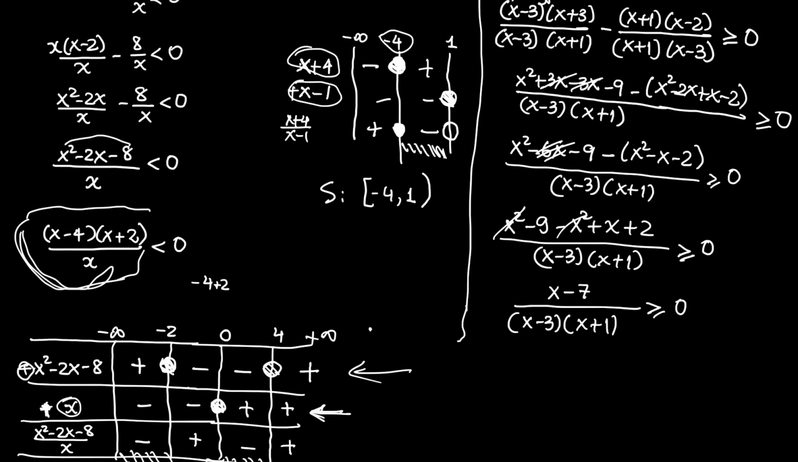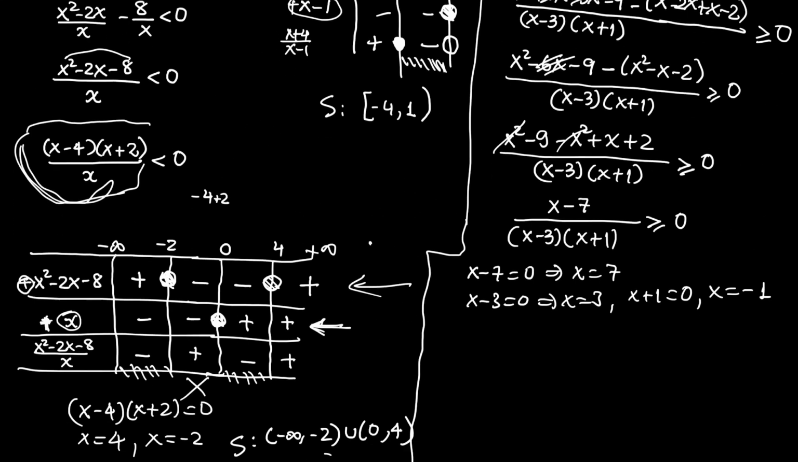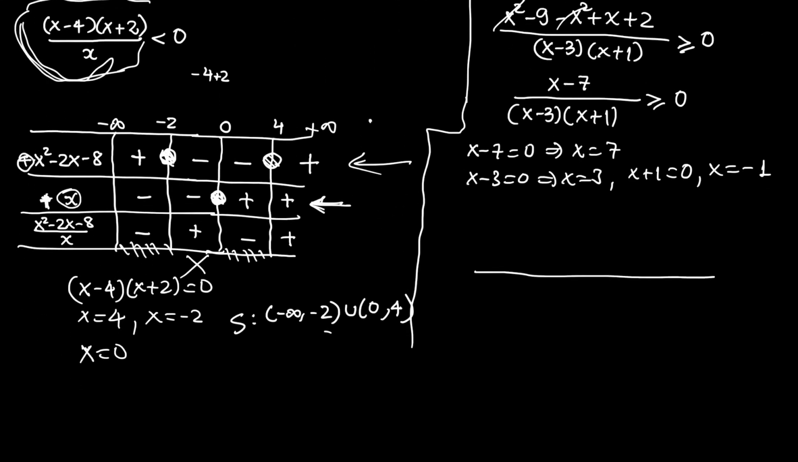Now, from here, it's the same thing with the table. So I have x - 7 = 0, x equals 7. x - 3 = 0, x equals 3, and x + 1 = 0, x equals -1. But I know that the numbers in the denominator are not included in the domain. Just be aware of that. Now I come to the table. I have on top x - 7, and I have at the bottom (x - 3) multiplied by (x + 1).